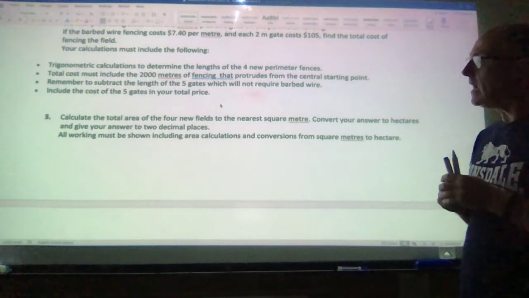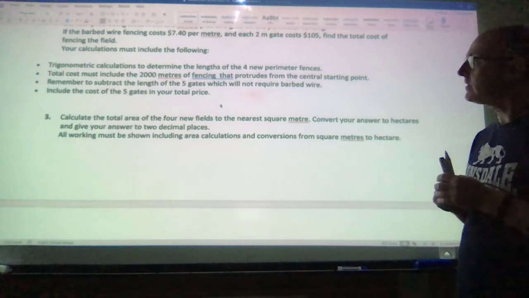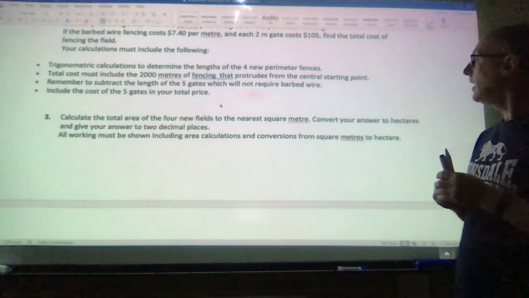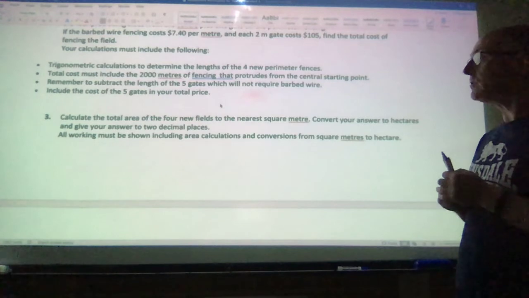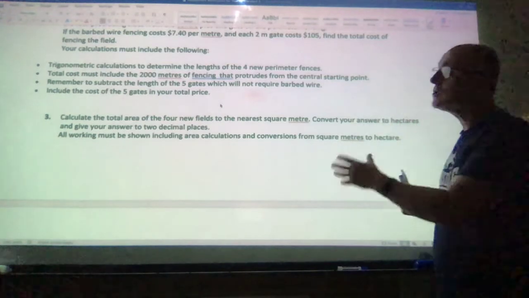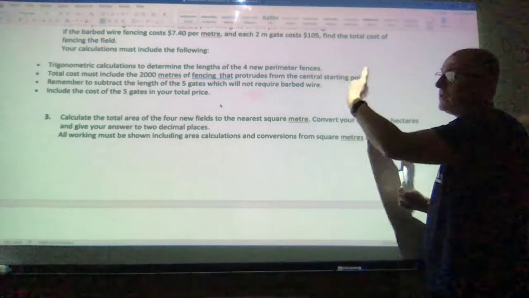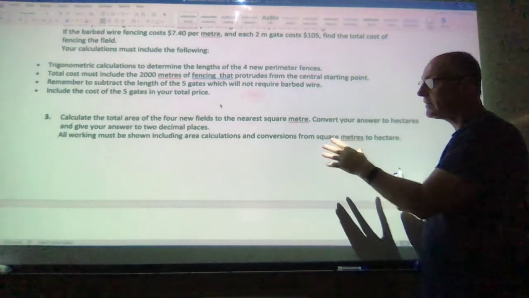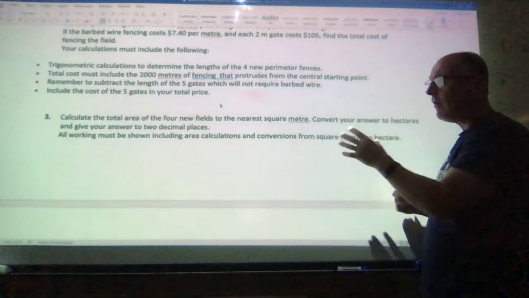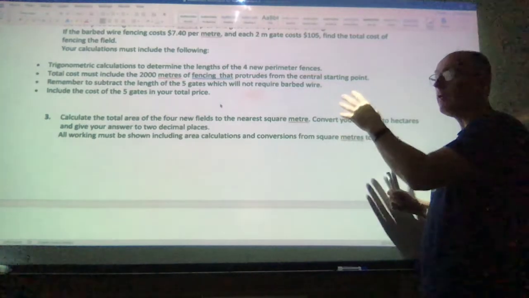Calculate the total area of the 4 new fields to the nearest square metre. Convert your answer to hectares and give your answer to 2 decimal places. This should be easier than question 2. Question 2 is a bit of a mouthful, might take you a little bit of time, but question 3 is not so hard to understand. You've got to find the total area of the 4 new fields.